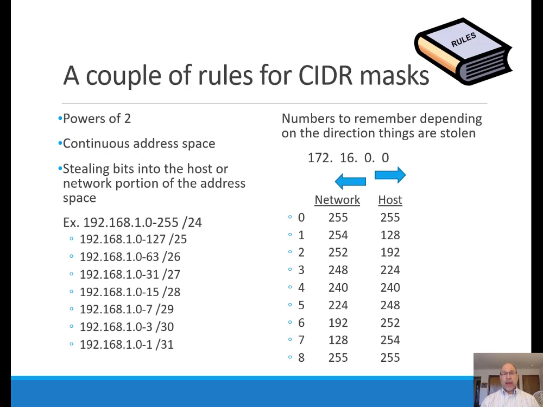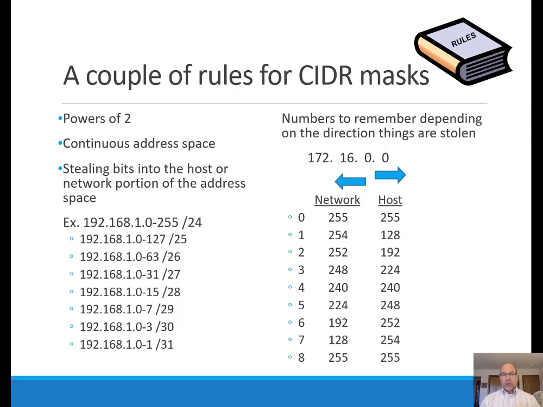Now, network masks or supernetting masks or subnetting masks or CIDR masks, variable length subnets, they all have a couple of rules. One is that they're powers of 2. By that I mean that the address space is a power of 2. When I start subnetting, I break network spaces up into 2. If I subnet again, I've broken it up into 4. If I steal another bit, I've broken it up into 8. I steal another bit, I've broken it up into 16 chunks of address space. They're all powers of 2.